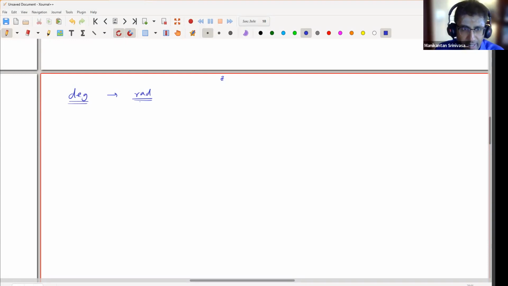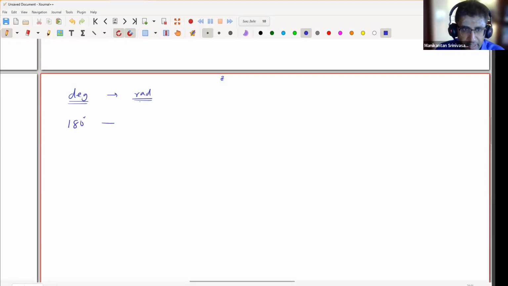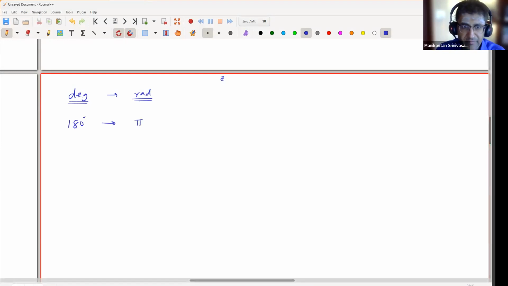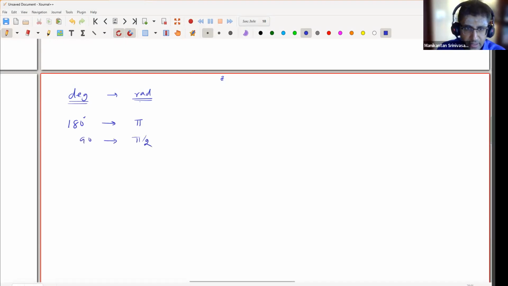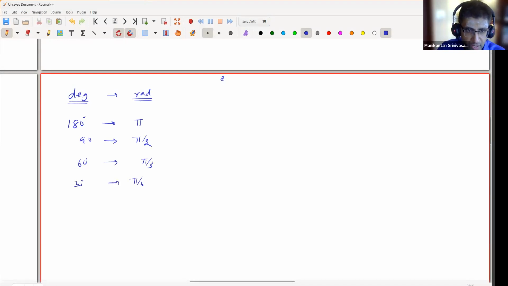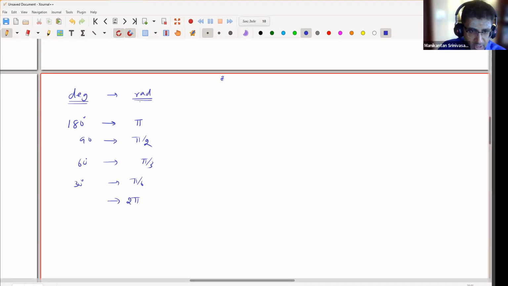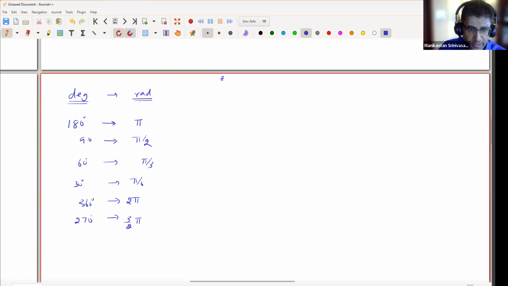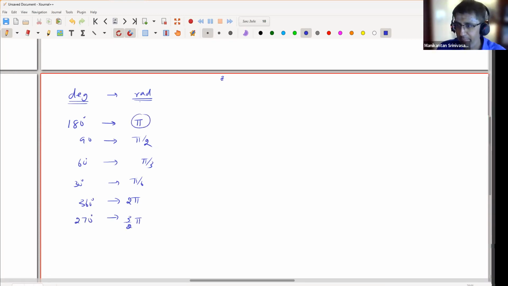Okay, so 180 degrees is pi radians, and use that to back-convert anything else, right? Therefore pi by 2 would be 90 degrees. Different fractions of pi: pi by 3 would mean 60 degrees, pi by 6 would be 30 degrees, and of course 2 pi would be 360 degrees, right? And 3 pi by 2 would be 1.5 times 180, which is 270 degrees. So you should have a mental mapping: pi is 180, and work off of that, relatively going up or going down.